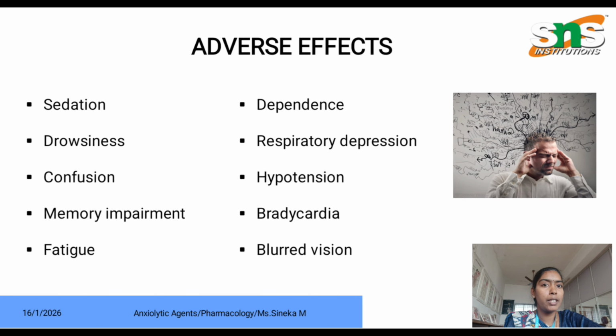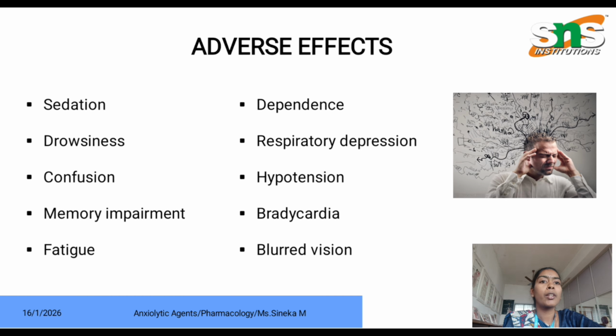Adverse effects: prolonged sedation will occur, and also drowsiness, confusion, memory impairment. These are adverse effects because we are providing anti-anxiety medication to reduce the abnormal electrical activity and also the brain activity. So it leads to memory impairment, confusion and drowsiness because of the altered brain neurotransmitters. Fatigue also occurs. Dependence and respiratory depression will occur because the brain reduces the signals to the respiratory system. It also reduces electrical brain signals to blood vessels, so it leads to hypotension.